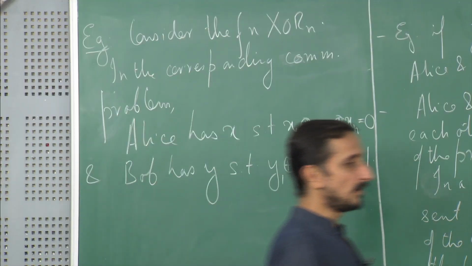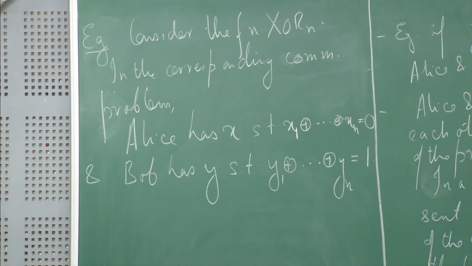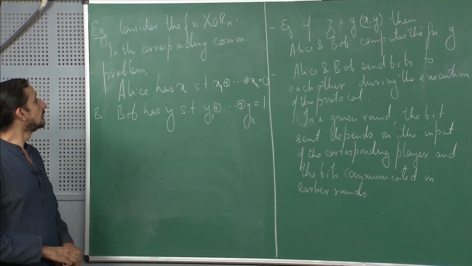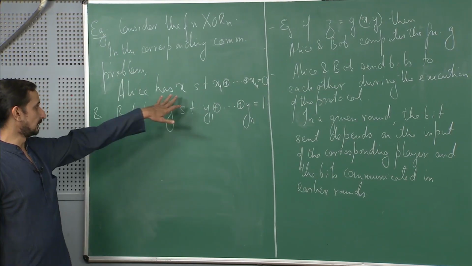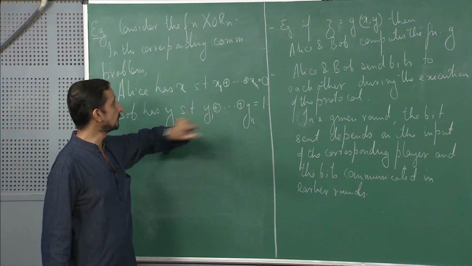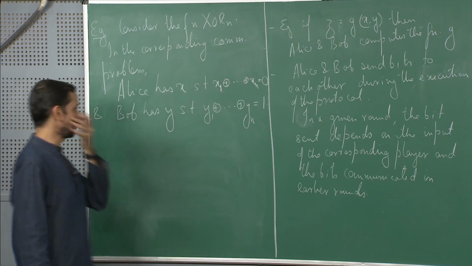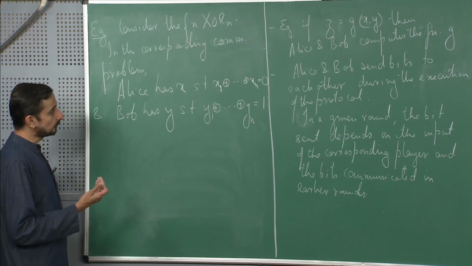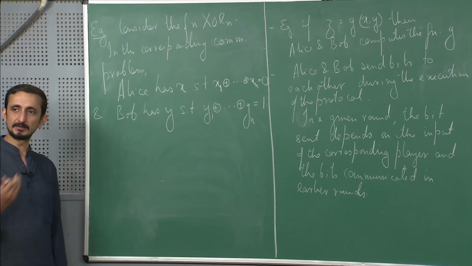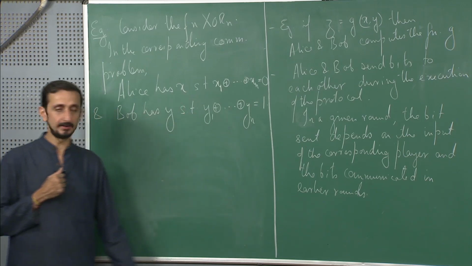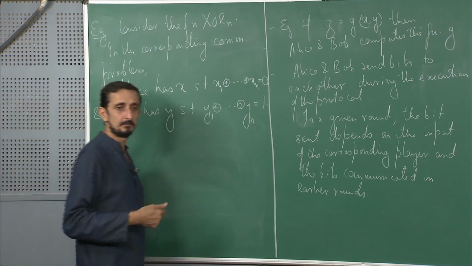Because they must be different, this x does not belong to the parity-one set and this y belongs to it. So Alice has this, and now they have to communicate among themselves, and they have to find out a bit on which x and y differ. So how do they proceed?